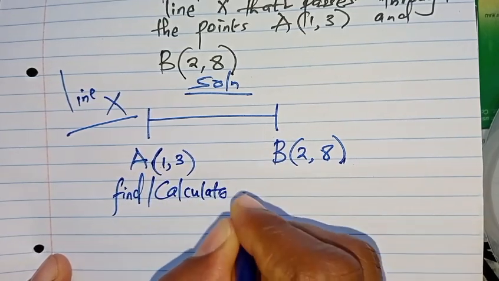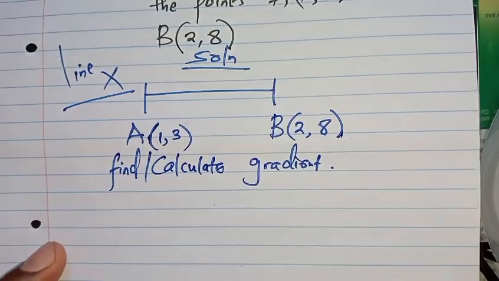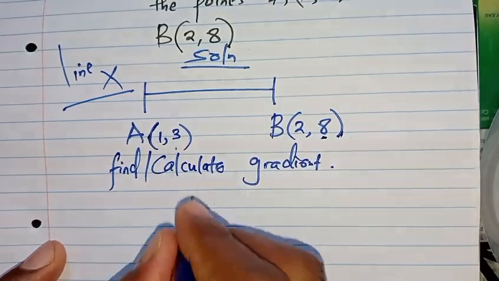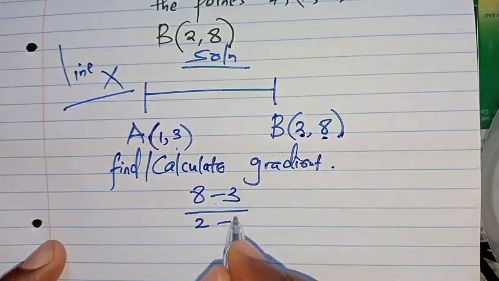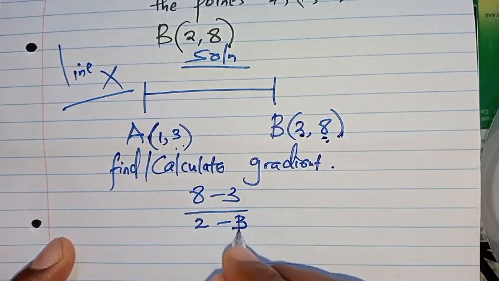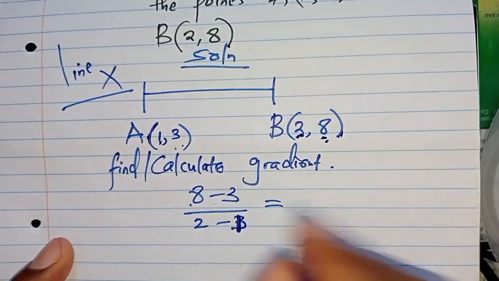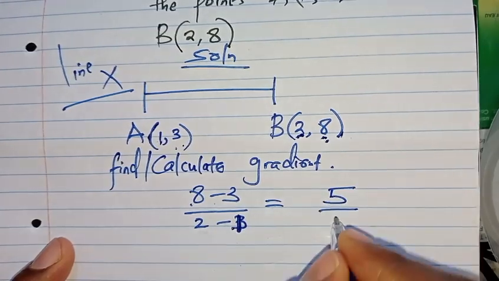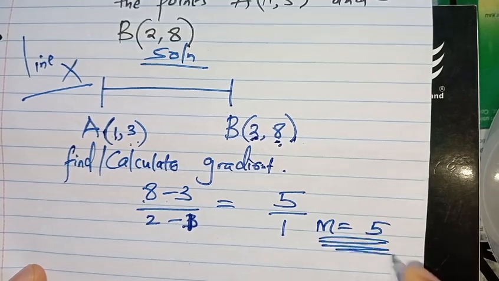We find the gradient. That's the first step. And the gradient, as usual, we shall say change in Y, which is 8 minus 3, over change in X, which is 2 minus 1. So what we do is 8 minus 3 is 5, and 2 minus 1 is 1. So the gradient, or M, is 5.